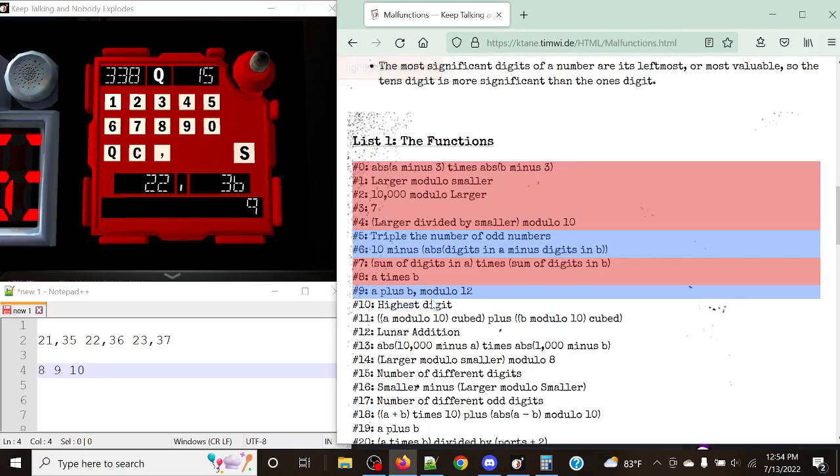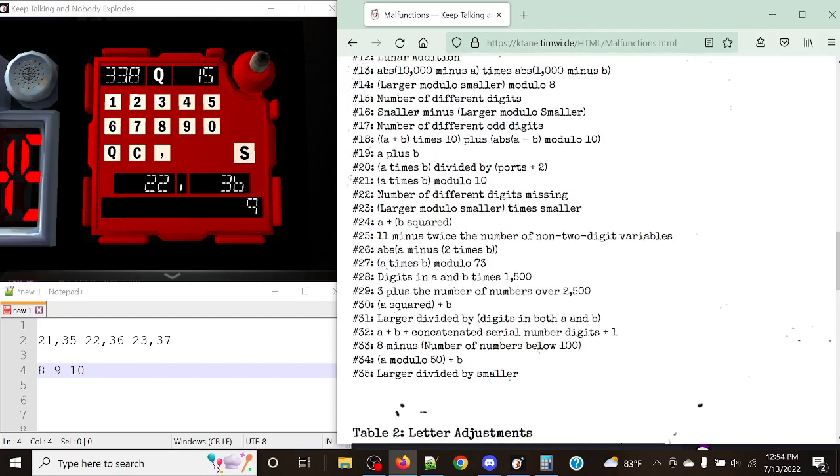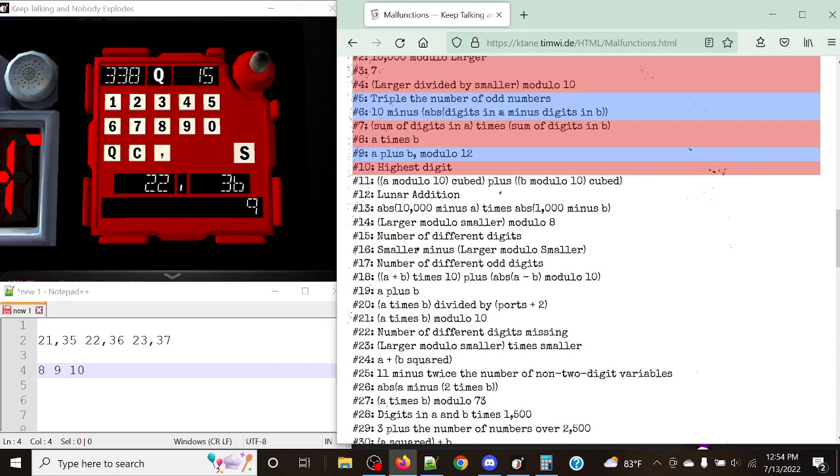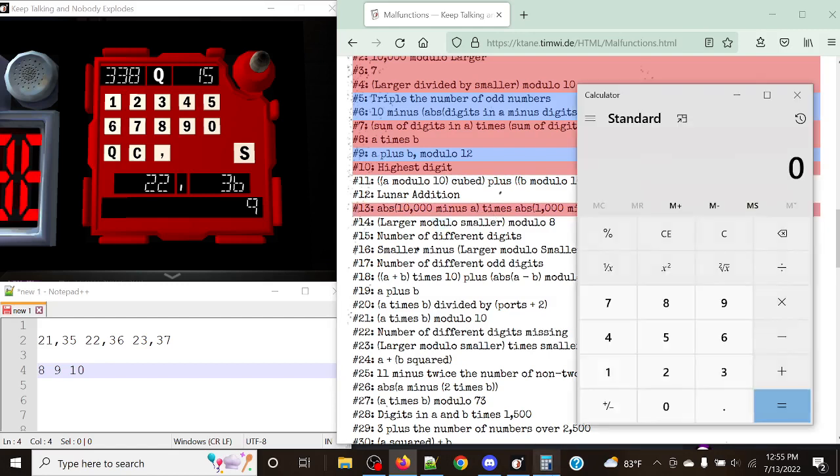Highest digit in this case represents 6. That's not possible, so we can get rid of that. And as you can see, this takes a while. I'm going to simply just now get rid of everything that has some sort of weird cracked up multiplication here. Times larger modulo smaller modulo 8. Let's see if that works.